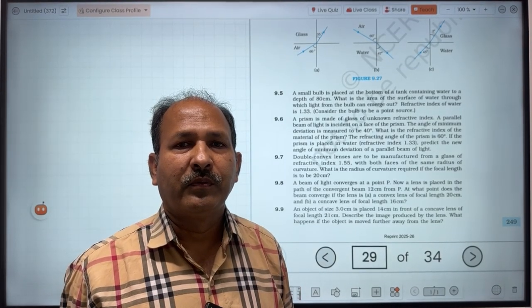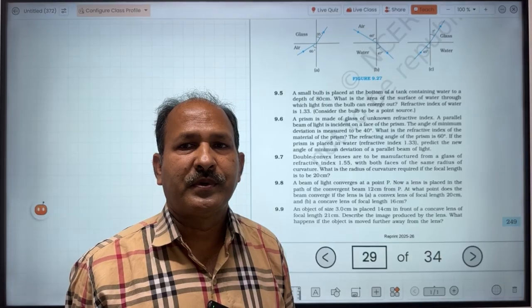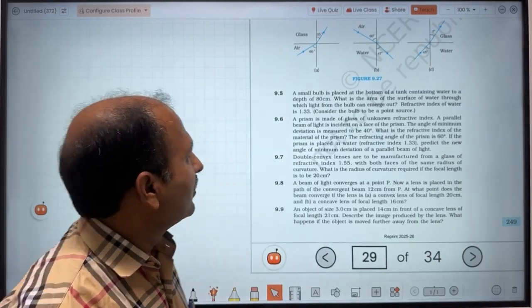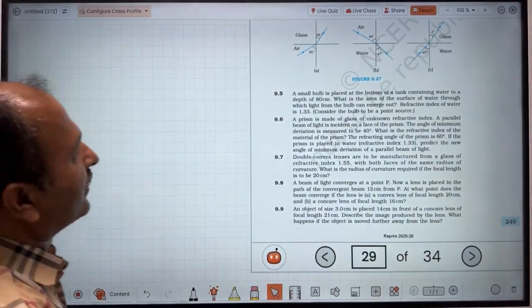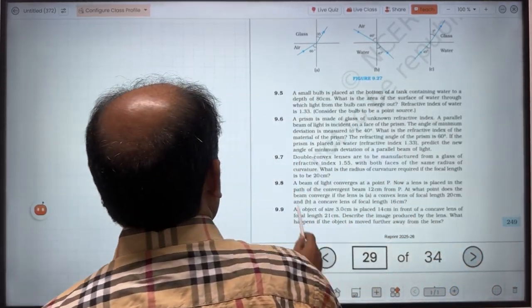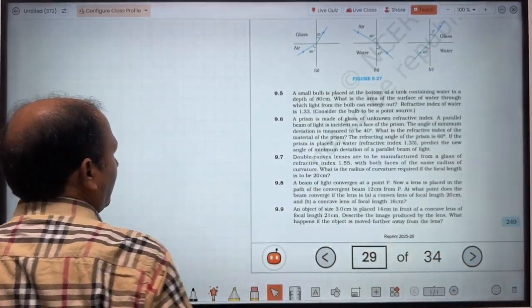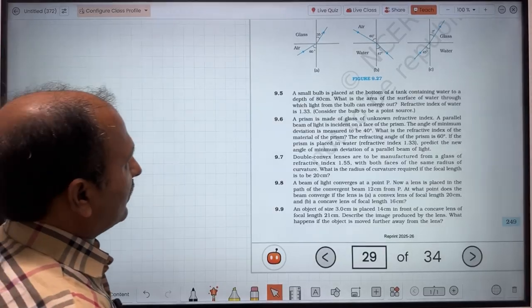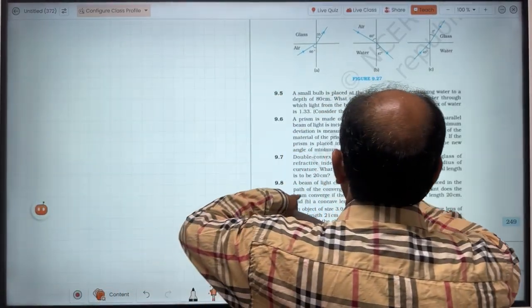Today we are going to continue with the numericals of chapter Ray Optics. In the previous lecture we have done till question 9.4. Today we will start with question number 9.5 onwards. So let's see the question.